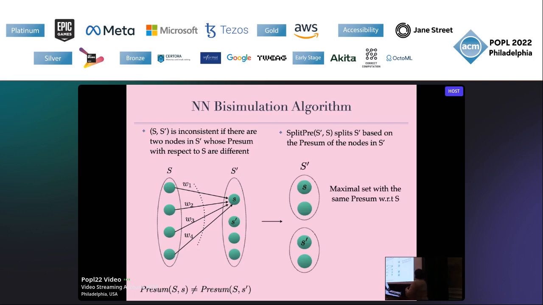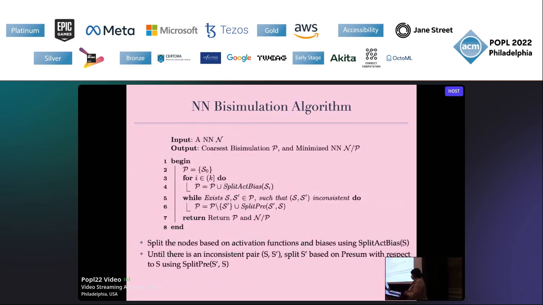That is, we are going to split S prime into subgroups where each subgroup will have the same presum values with respect to S. Okay, so then here is the bisimulation algorithm, which might look very familiar to most of you.